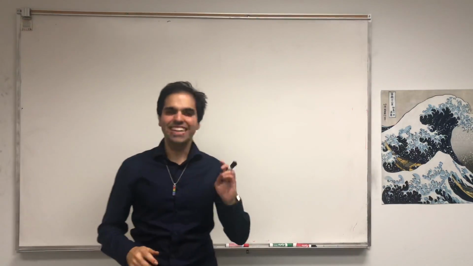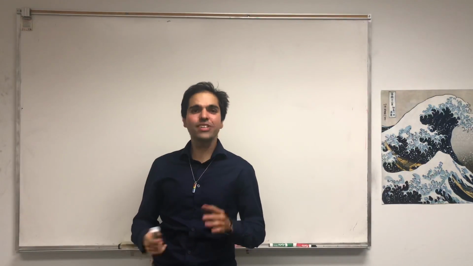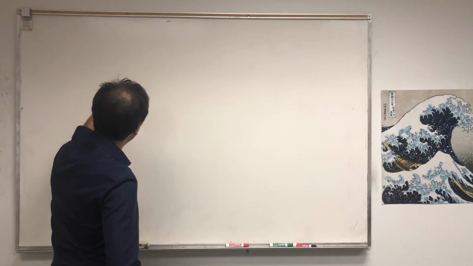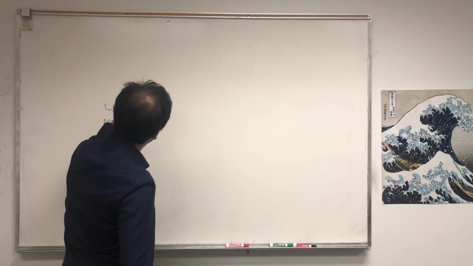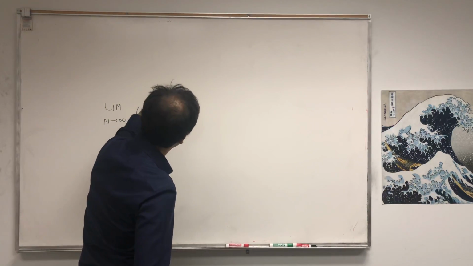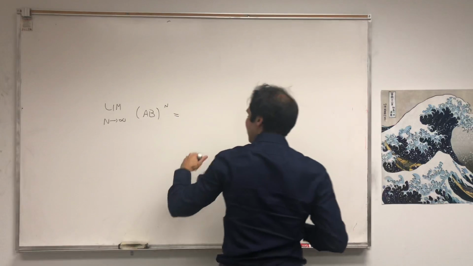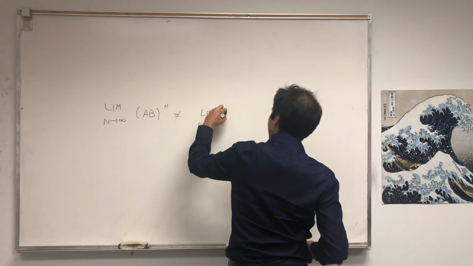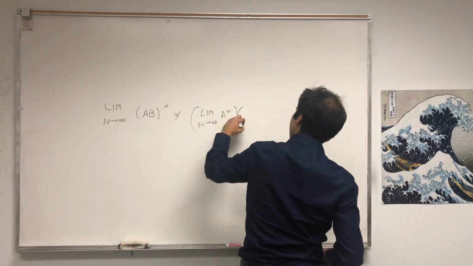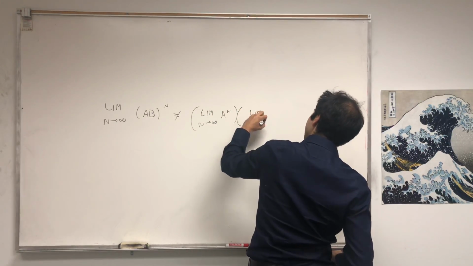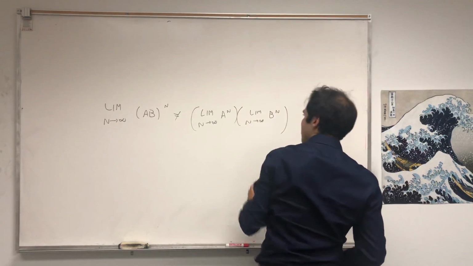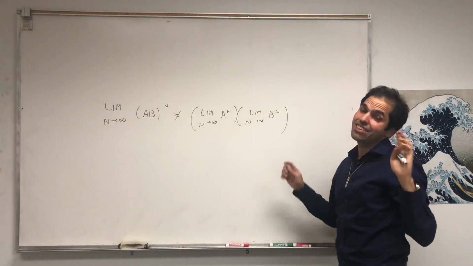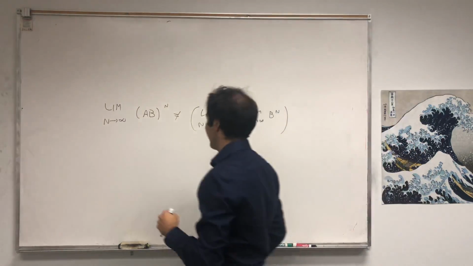Alright, thanks for watching. Today I would like to give you an interesting example of a case where the limit of the product of two matrices is not equal to the product of the limits. That is, the limit as n goes to infinity of A to the n times the limit as n goes to infinity of B to the n. In other words, matrices definitely do not behave like calculus functions.